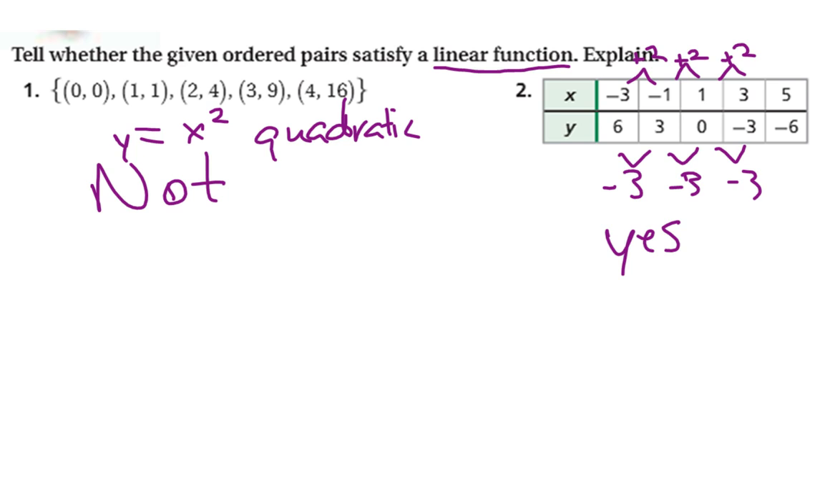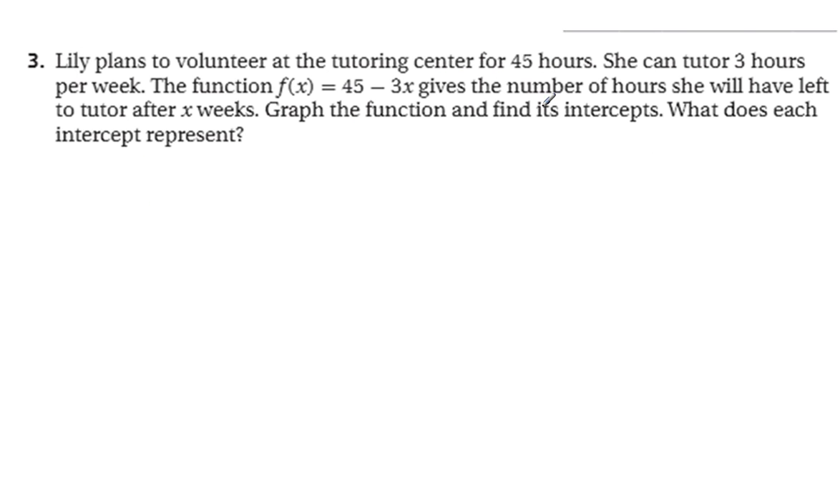Yes. Okay. 3, Lily plans to volunteer for 45 hours, 3 hours per week. 45 minus 3x gives the number of hours she has left to work after x weeks. Graph the function, find its intercepts. What does each intercept represent?